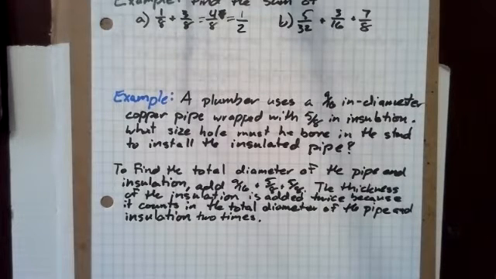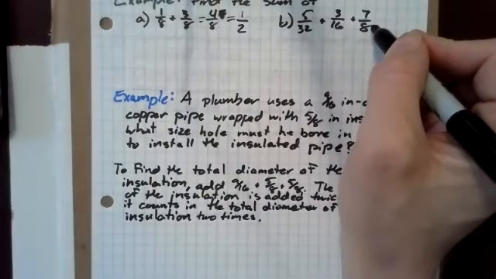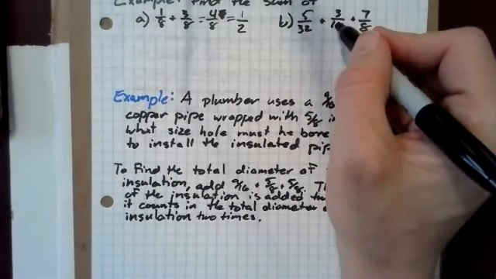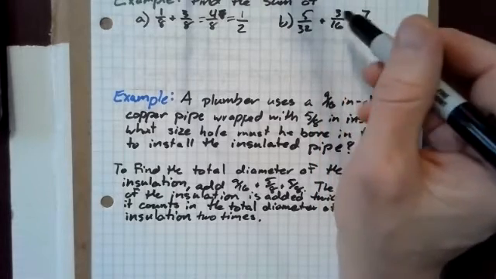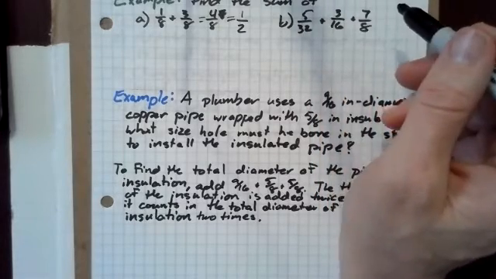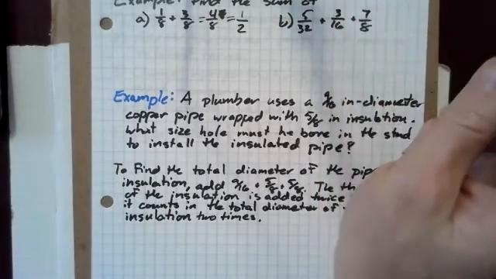In the second problem, we've got 5/32 plus 3/16 plus 7/8. These don't have a common denominator. However, it's not hard to find a common denominator here because 8 times 2 is 16, and 16 times 2 is 32. So the least common denominator is going to be 32.